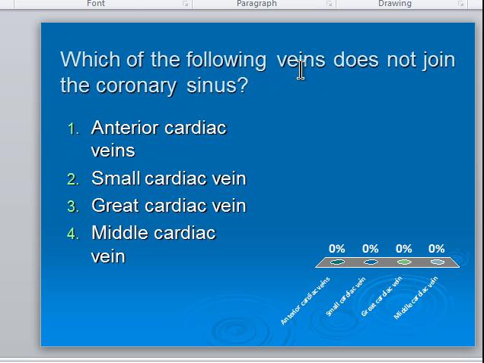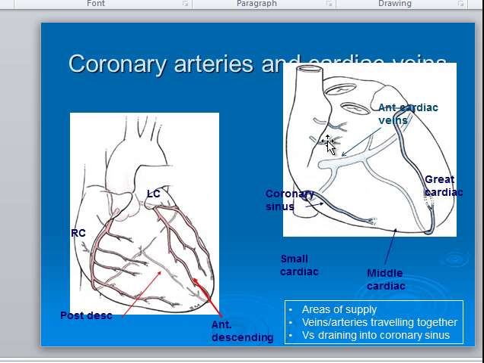And here, which of the following veins does not join the coronary sinus? It is the anterior cardiac veins. Again, look at the picture. These anterior cardiac veins, they drain directly into the right atrium.